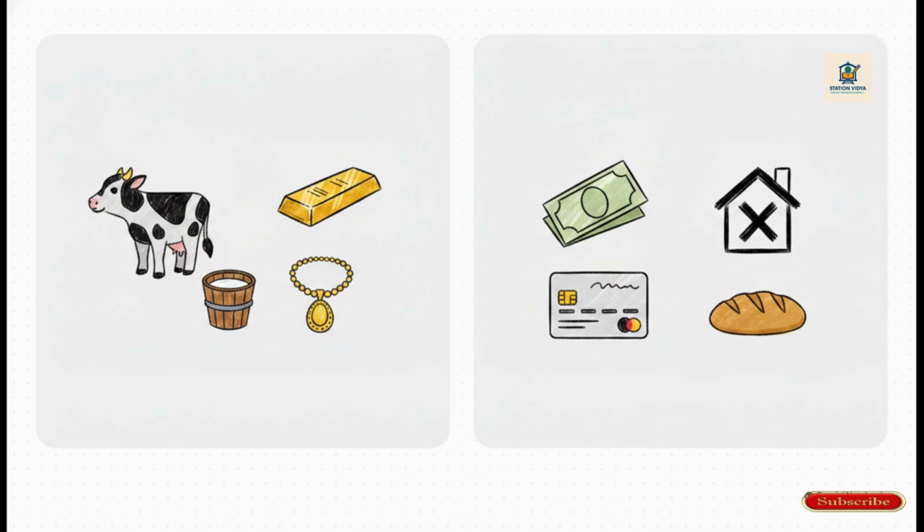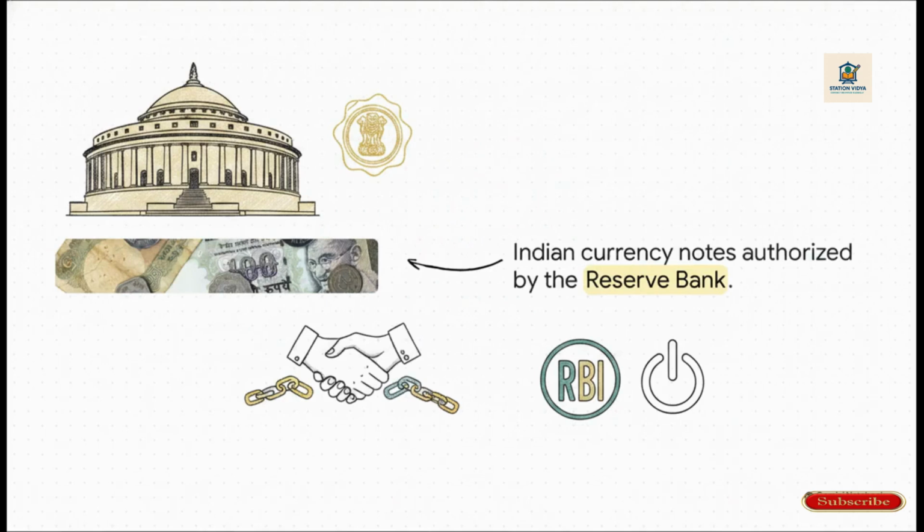Ancient money, things like cattle, grains, or even those gold and silver coins, had intrinsic use, right? A cow gives you milk. Gold can be melted down into jewelry. But modern money? It is completely useless on its own. It is literally just paper, or just a digital number sitting on a screen. So why in the world do we accept it?